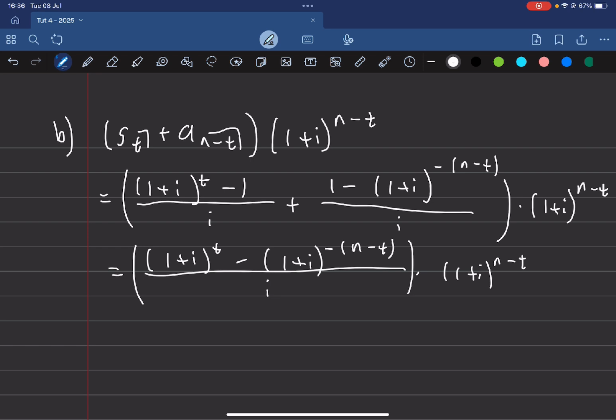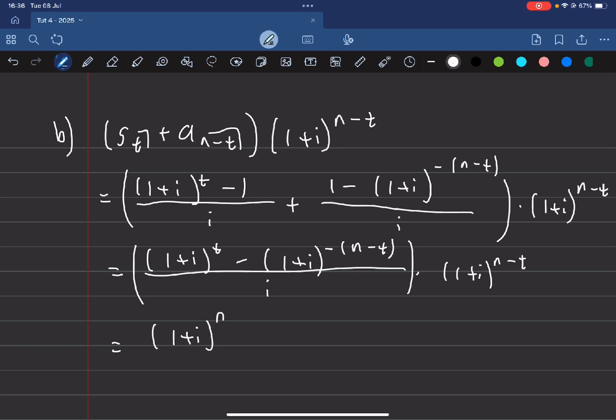Okay, cool. Now we can easily just multiply this into both of the things. So if we multiply this by this, the exponents are going to add. So we're going to get t plus n minus t. The t's are going to cancel. And we're going to get 1 plus i to the n.